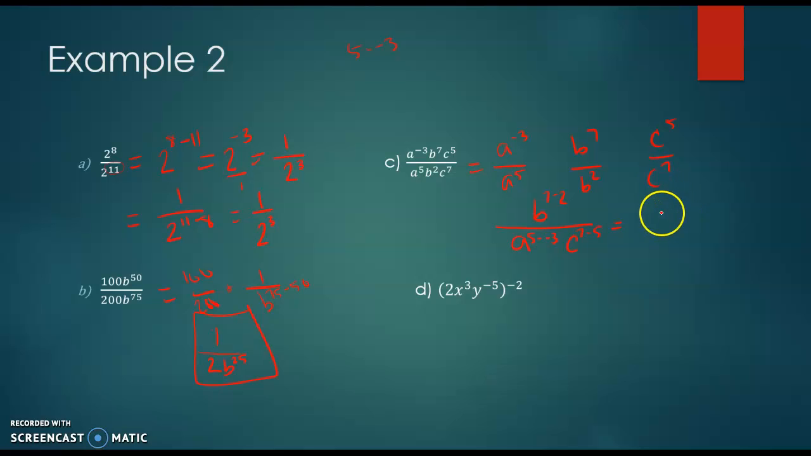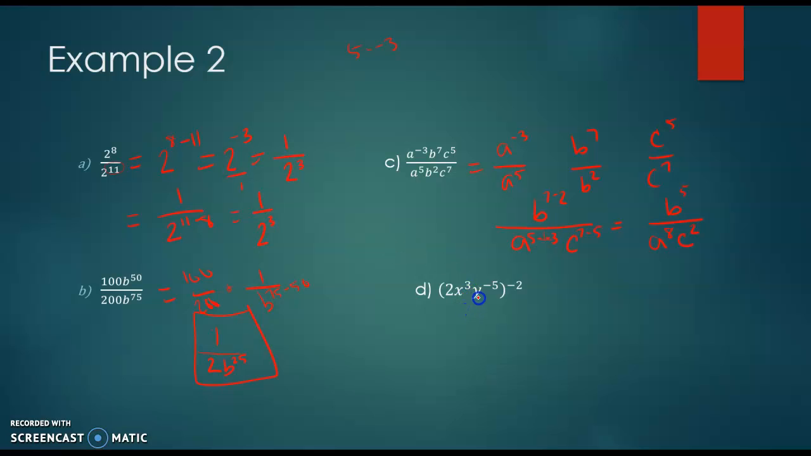So from here, 7 minus 2 would give us b to the 5th power over 5 minus a negative 3 becomes plus a positive 3. So we end up with a to the 8th power. C to the 7 minus 5 is 2, so c squared. But if we would have just done all the subtracting going up, we would have had to move a and c back down. So this is why I highly suggest just looking at it, figuring out which exponent is the bigger one when going to subtract, and keeping it in that place.